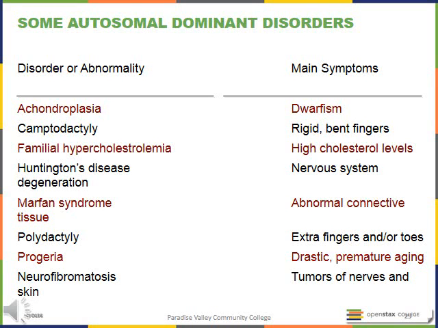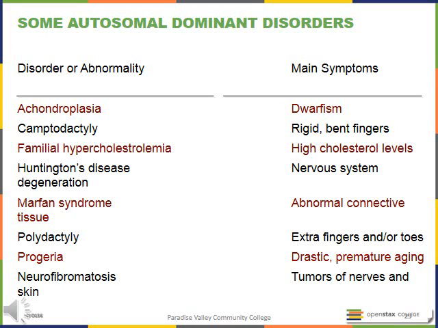So the first one, achondroplasia, the main symptom is dwarfism, and we're probably all familiar with this now because we see it on TV all the time. So if you watch the TLC channel, you see they've got like 3 or 4 different shows of people that are dwarfs. They like to call them little people in their shows, from what I understand. The technical term that science uses is dwarfism. Okay.